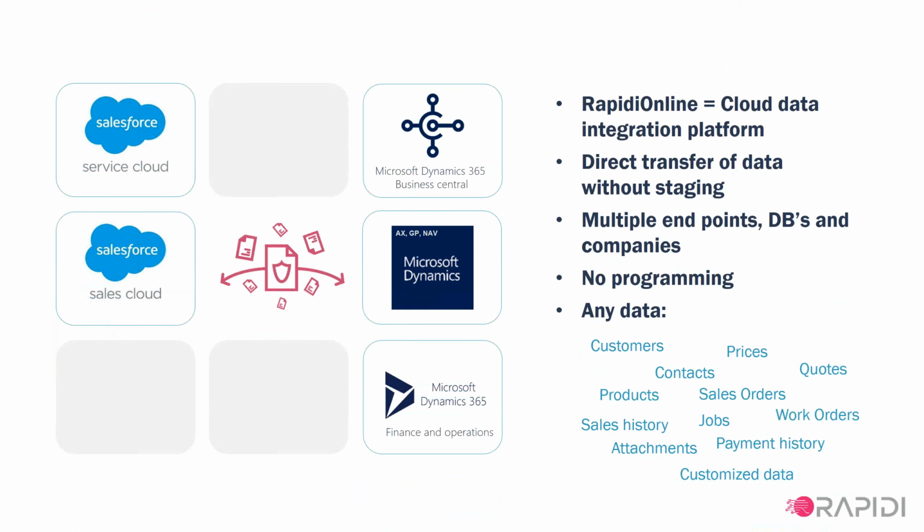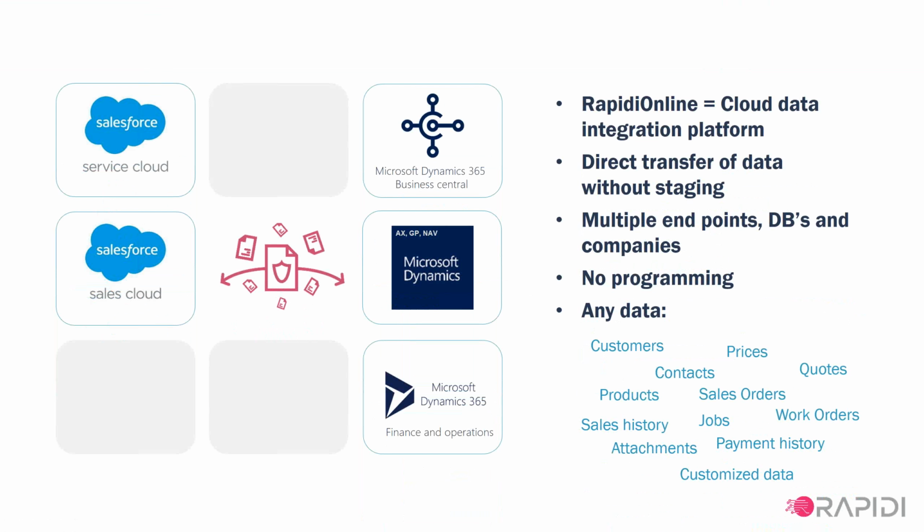RAPIDI Online is a cloud data integration platform, which means that everything we do sits in the cloud. You don't have to install RAPIDI Online on any of your servers. And when we do an integration, we have a direct transfer of data without any kind of staging, which means that we read and we write directly between the systems. And we don't have any of your data stored on any servers anywhere else than inside of your application, which is the most robust and secure way of doing integration.